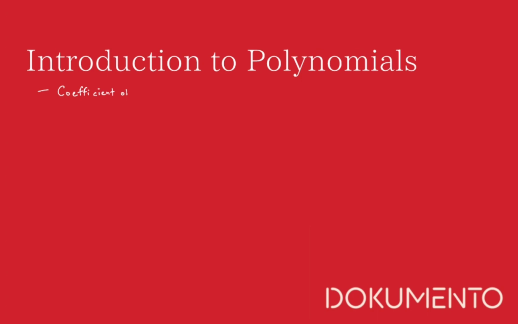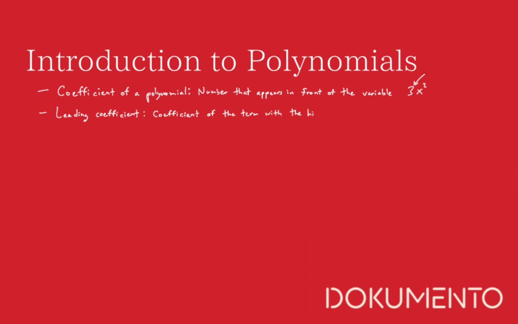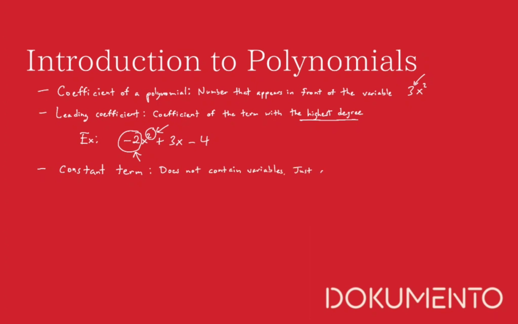So now let's say we're asked for the coefficient of a polynomial. We want to know what its definition is. So the coefficient is just going to be the number that appears in front of the variable. The leading coefficient is the coefficient of the term with the highest degree. So for example, if we have a polynomial of negative 2x squared plus 3x minus 4, the highest degree was 2, so our leading coefficient is negative 2. A constant term does not contain variables, it's just a number. So in this polynomial, our constant term is negative 4.